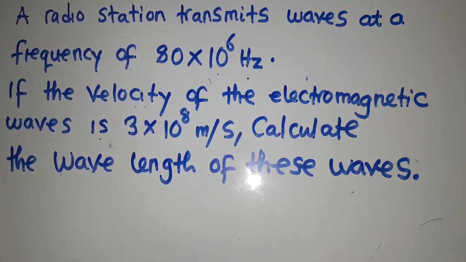In certain cases, they will give you a question where you are told to define. The question is, what is meant by the frequency of the radio waves? For you to answer such a question, you know that frequency is the number of waves that are produced per second. So what is meant by the frequency of the radio waves is that this is the number of radio waves that are produced per second.